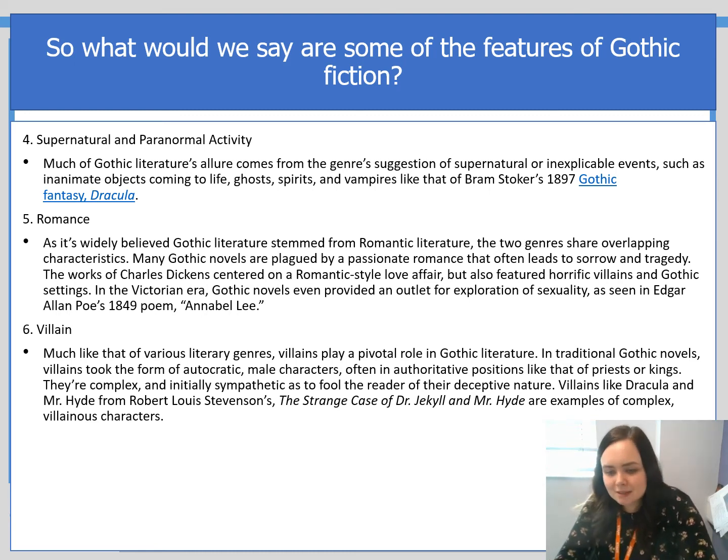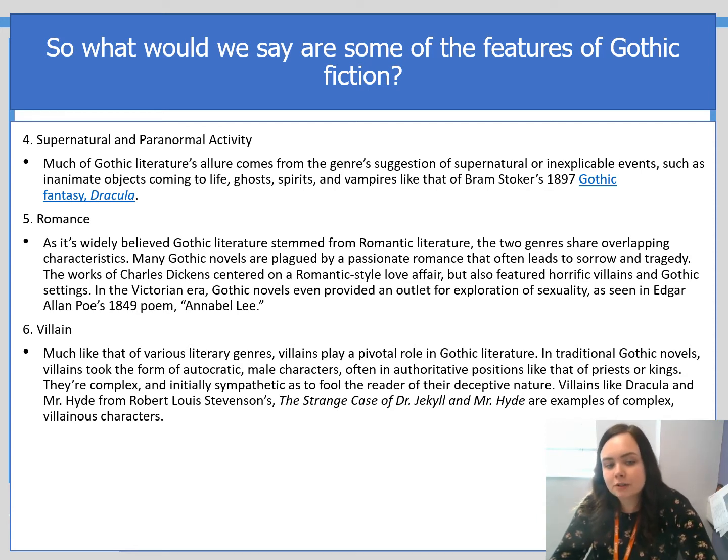Five, romance. I know, boys, we moved away from Romeo and Juliet, and you thought you'd left all the lovey-dovey stuff behind, but you haven't. So it's widely believed that Gothic literature stemmed from Romantic literature, so the two genres share overlapping characteristics. So many Gothic novels are plagued by a passionate romance that often leads to sorrow and tragedy.